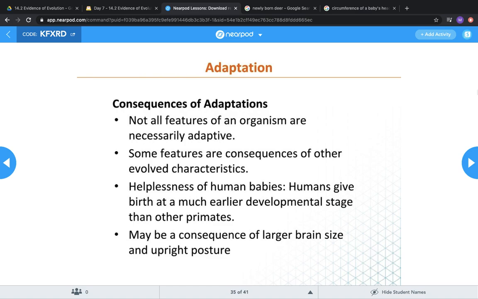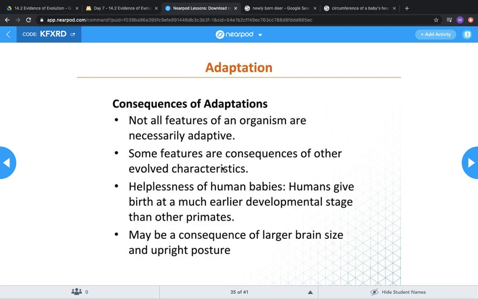All right, but before doing that, we've got to get into one last topic, which is the consequences of adaptations. Not all features of an organism are necessarily adaptive. Some features are consequences of other developed characteristics. So, basically this means that to have one good feature, it may come with a bad feature. An example of this would be human babies and our brains.